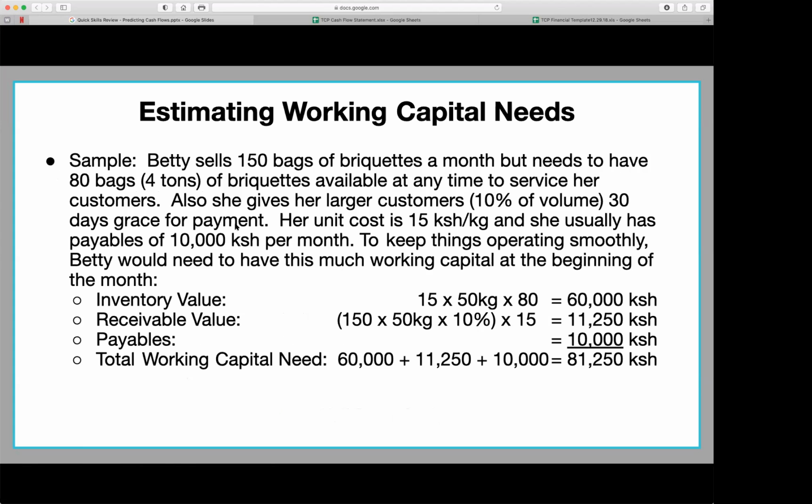So Betty has a briquette... Excuse me, I'll take a little sip of water here.